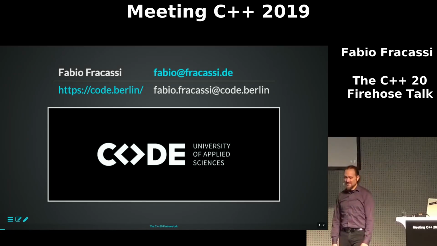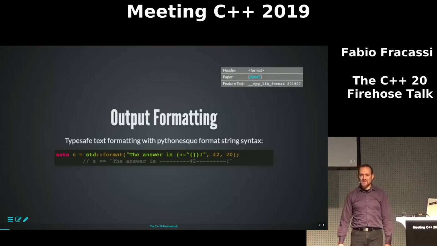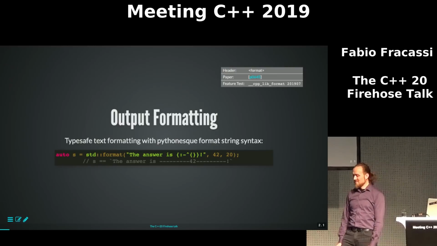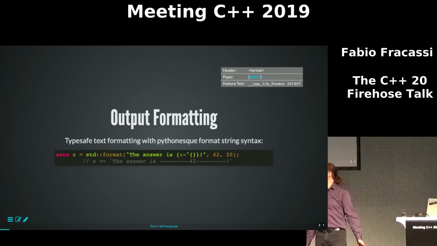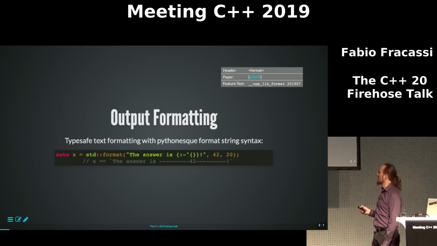Let's get started. So the first feature, which is really a great feature, is format. And format gives us all those nice formatting things that you might know from Python. You can do very fancy things, like you can create a width from a formatter, like from a parameter, and like have different styles.